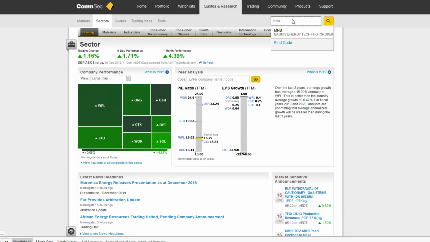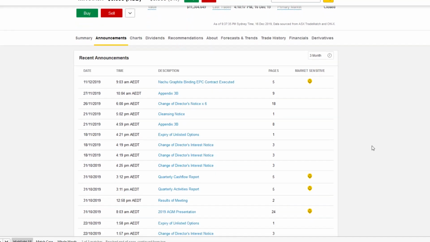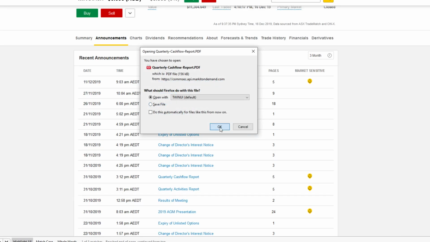So on your platform, search for the company. There should be an announcements section and search within the last 3 months. You should find something called a 4C, quarterly cash flow. In this case, it's quarterly cash flow. Open it up.